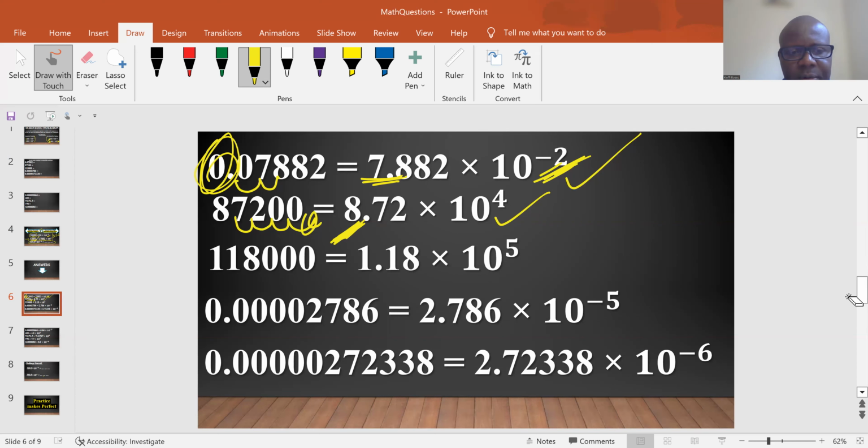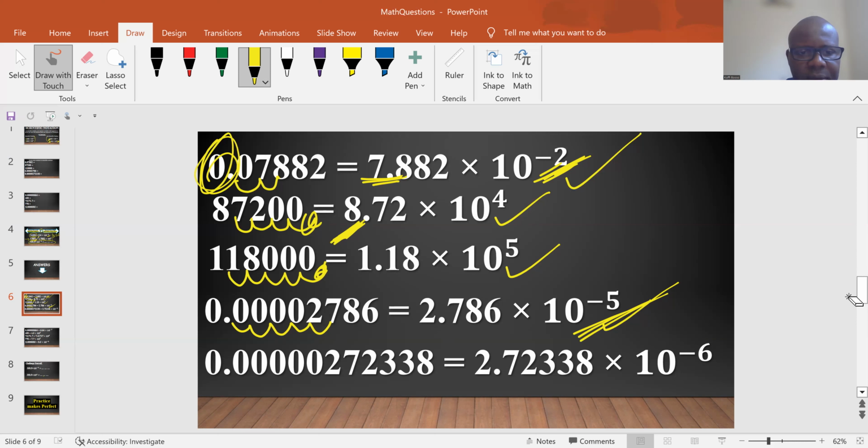Okay, the next one, having 118,000. You have to understand that again, the decimal is here. So you move 1, 2, 3, 4, 5 units left, which means you're going to have 1.18 times 10 to the 5th power. And you'll see the same thing here, but this time you move 5 units right. When you move right, the power goes down. The reason you have 10 to the -5.